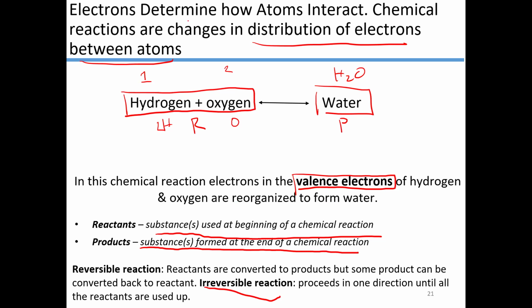So again, the main takeaway from this slide is that electrons are going to determine how atoms interact. Remember, atoms want to be as stable as possible, so they will donate or share electrons between other atoms in order to achieve that stability. When we do have those interactions, it is going to create molecules. Those are reactants, and they're going to end up producing something which is going to be a product. Sometimes we can reverse those reactions, and sometimes they will be irreversible.